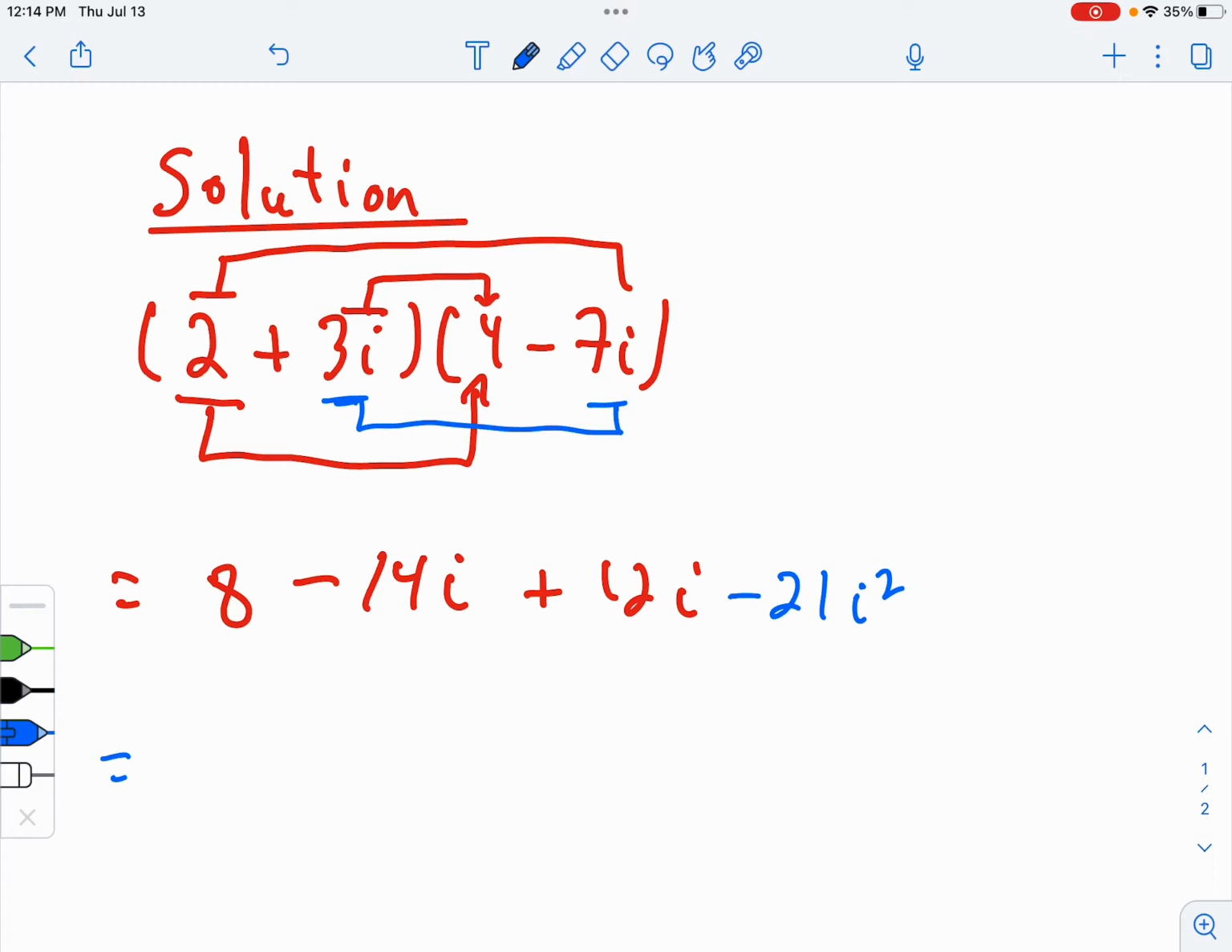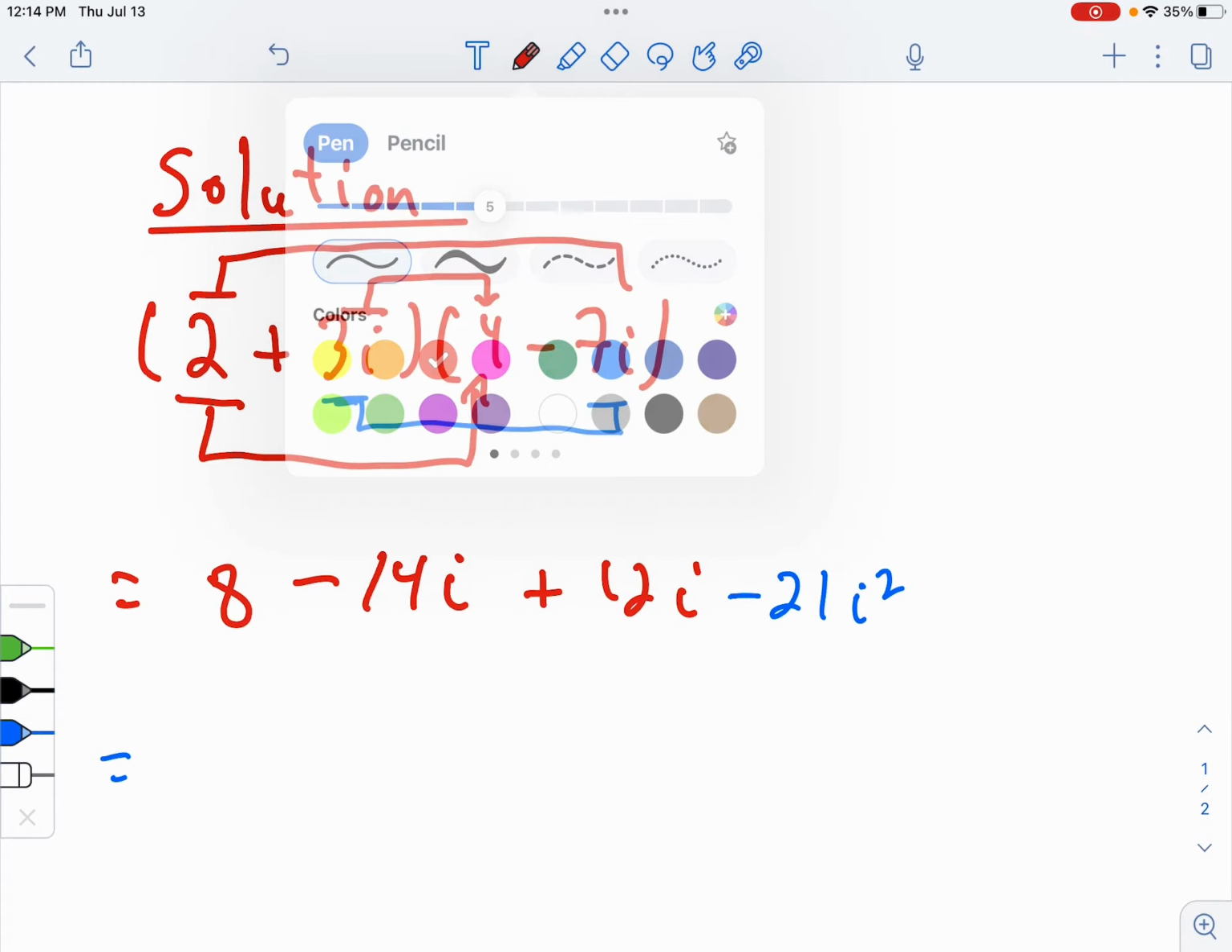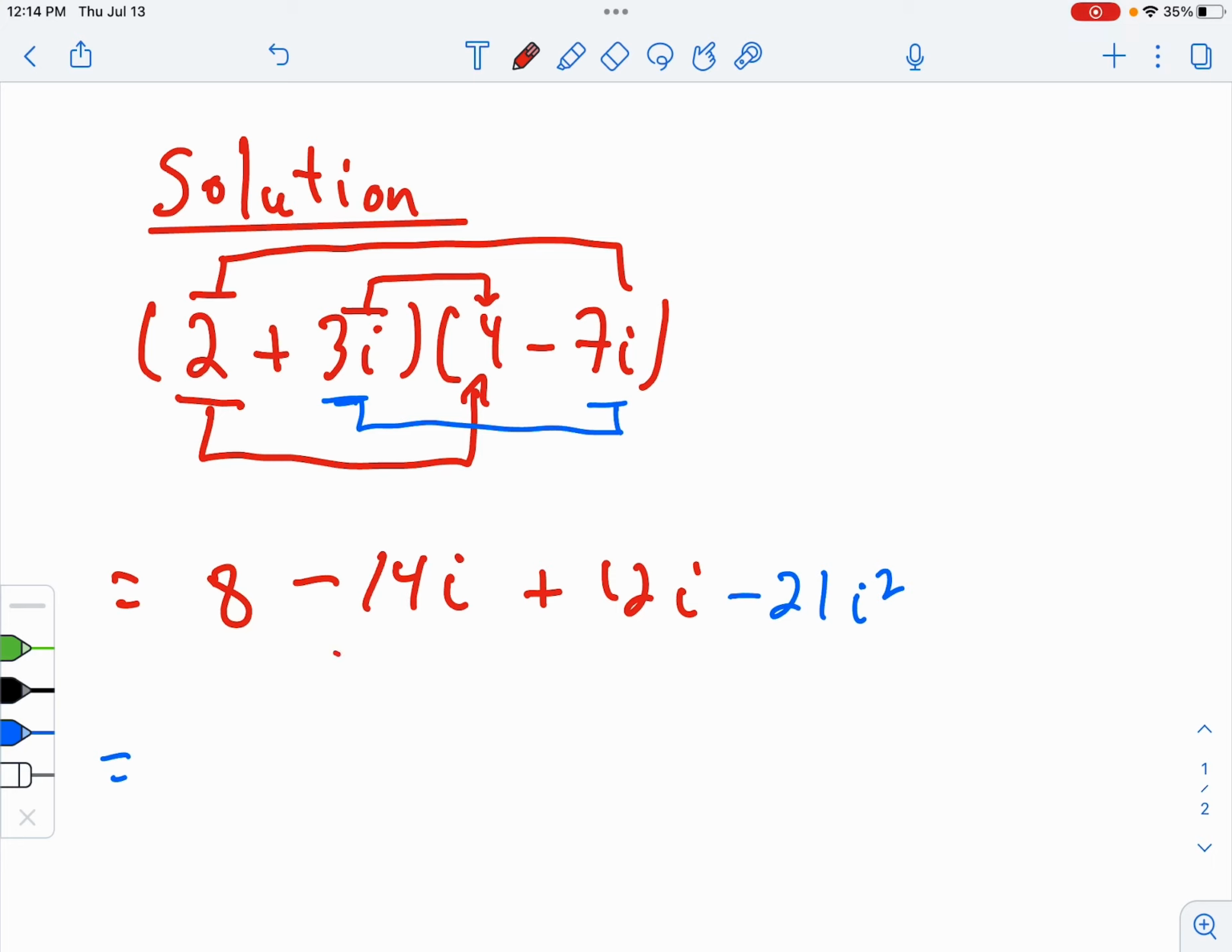We will go ahead now and simplify. The minus 14i and the 12i, you can think of them as like terms. They're two purely imaginary numbers which you can add. And minus 14i plus 12i is a minus 2i. And then we have the minus 21i squared.